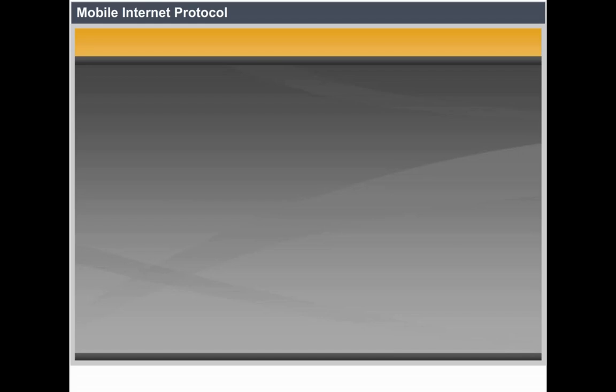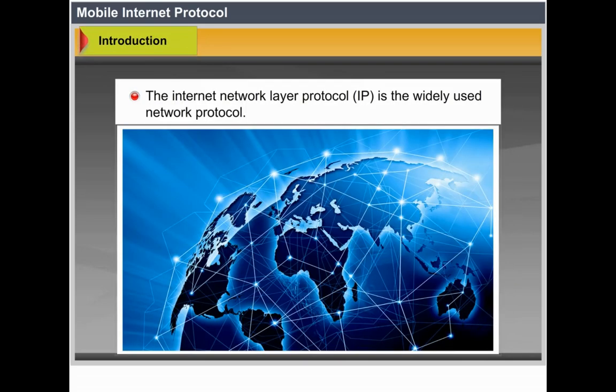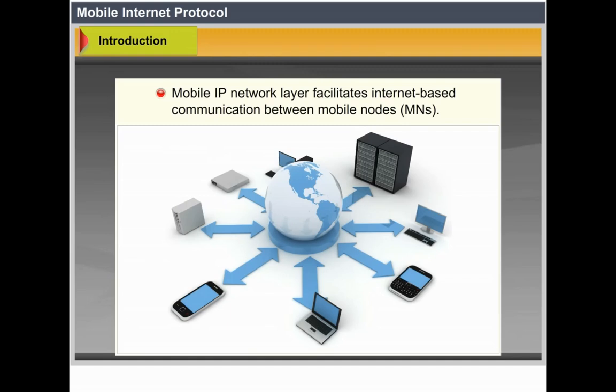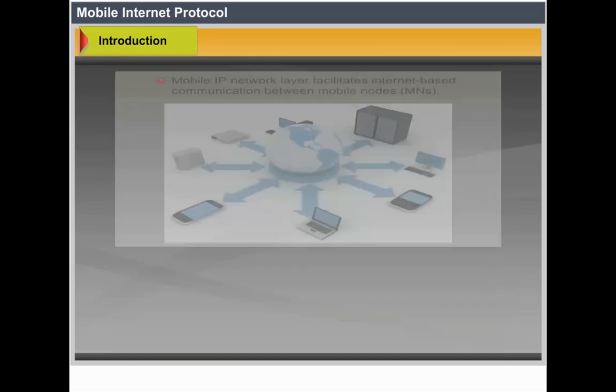Mobile Internet Protocol. Introduction. The Internet Network Layer Protocol (IP) is the widely used network protocol today. The Mobile IP network layer facilitates internet-based communication between mobile nodes (MNs).